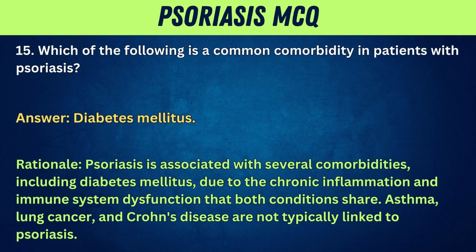Answer: diabetes mellitus. Rationale: psoriasis is associated with several comorbidities, including diabetes mellitus, due to the chronic inflammation and immune system dysfunction that both conditions share. Asthma, lung cancer, and Crohn's disease are not typically linked to psoriasis.